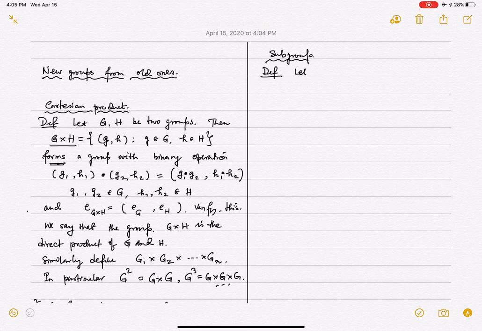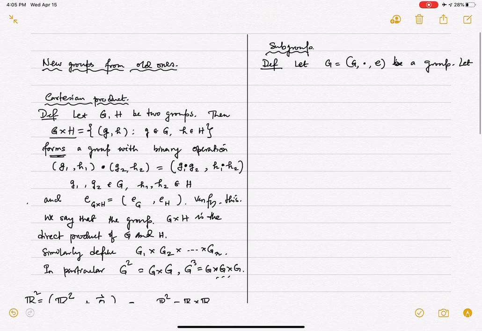Let G be a group, and let's write the whole triple. The composition is called dot, the identity is called E. Let H be a subset. We say H is a subgroup if H becomes a group in its own right.